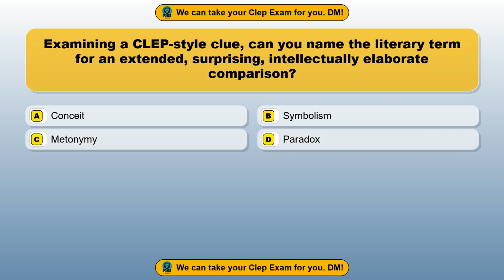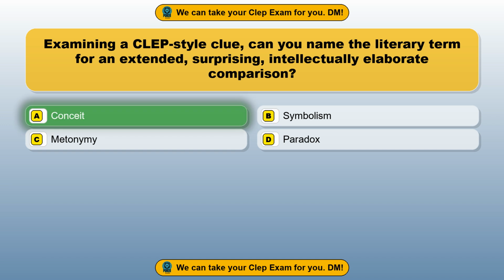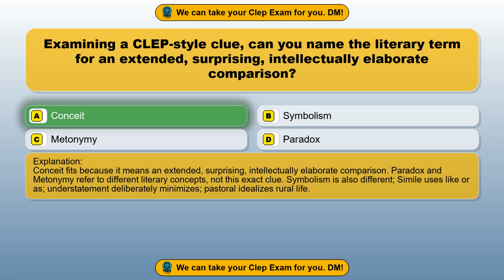Question 91. Examining a CLEP-style clue, can you name the literary term for an extended, surprising, intellectually elaborate comparison? Option A, conceit. Option B, symbolism. Option C, metonymy. Option D, paradox. The correct answer is option A, conceit. Conceit fits because it means an extended, surprising, intellectually elaborate comparison.